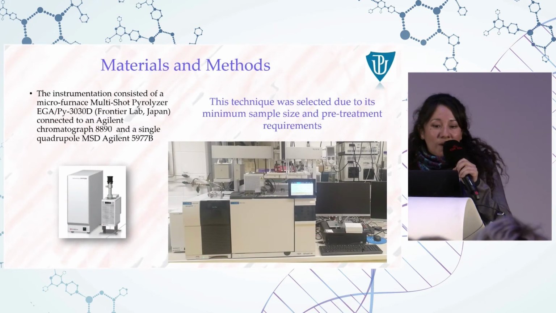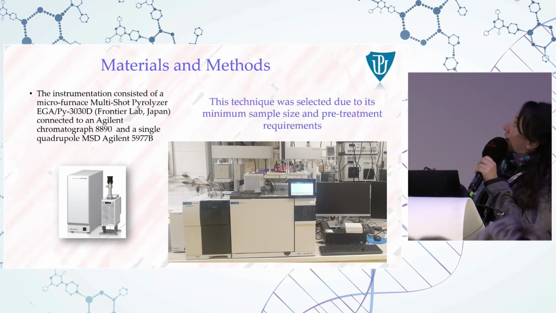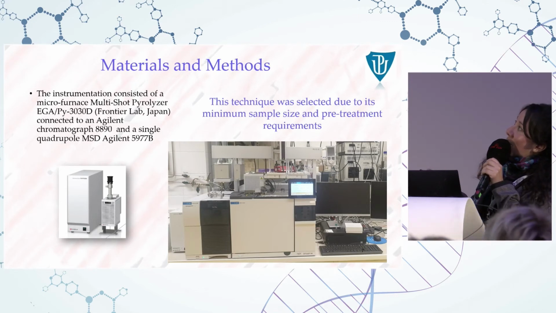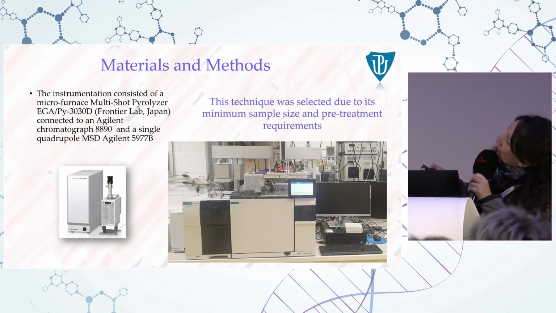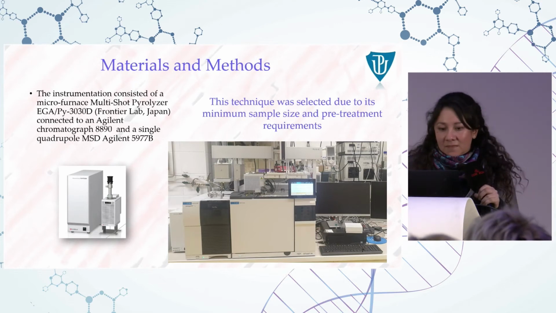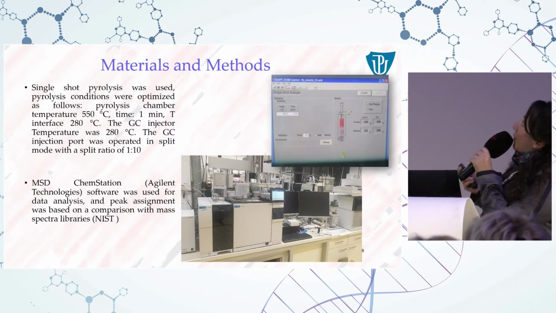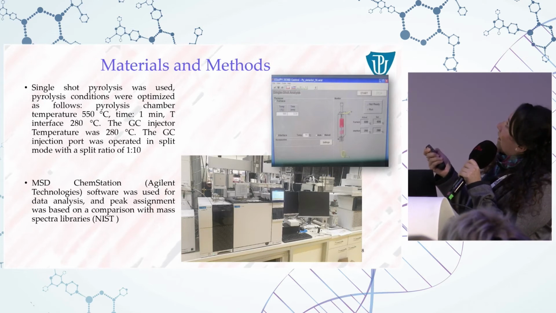So this is our equipment that is in our lab, and we have our GCMS coupled with the quadrupole single detector. These are the models, and here we have the pyrolyzer that is directly mounted on the injection port. And this is the interface for the pyrolysis.